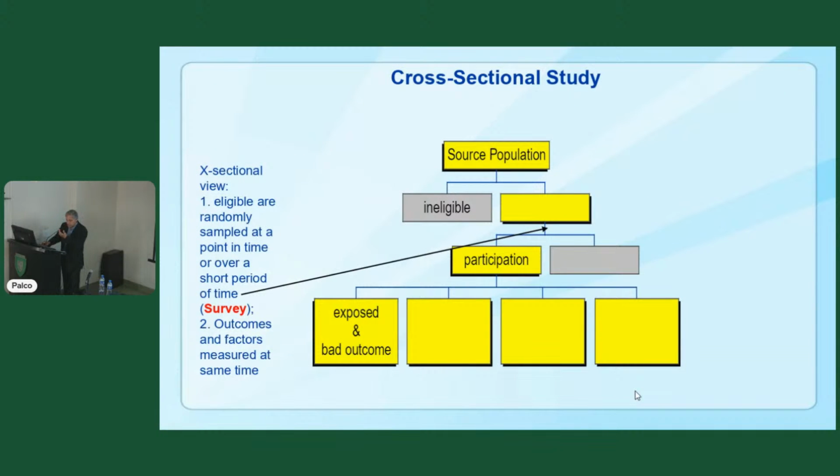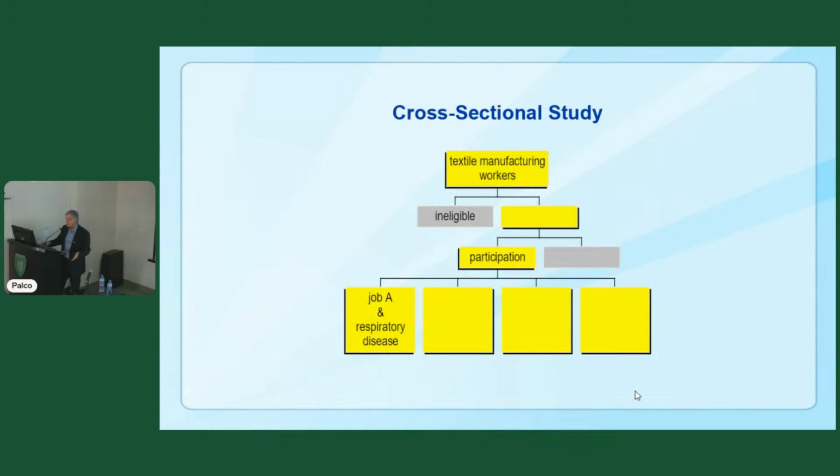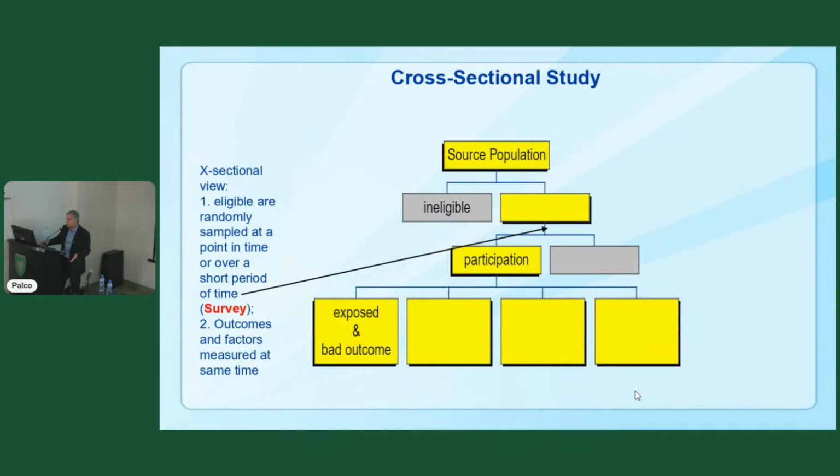Usually that's descriptive of the design. Eligible people are randomly sampled at a point in time or over a short period of time, and the outcomes and risk factors are measured at the same time, whatever you're interested in. Okay? So you see that? The yellow that's blank is because this is for a different design. I'm going to show you case control and cohort. These other little boxes are all filled out. But in a cross-section, you only have one group.